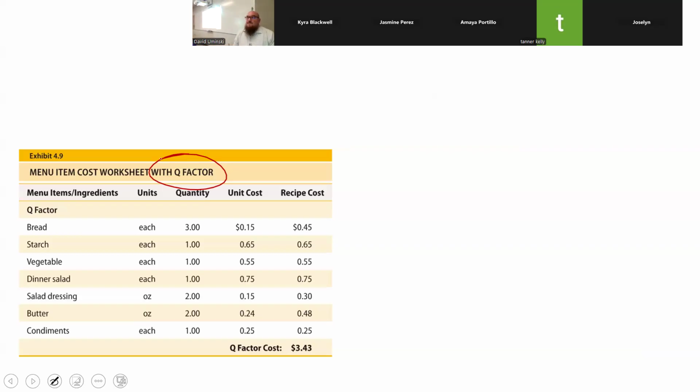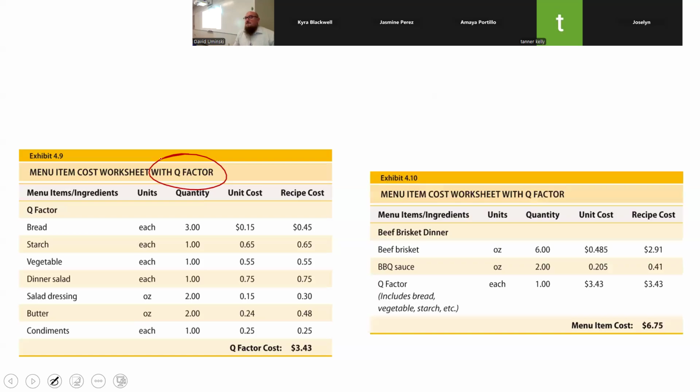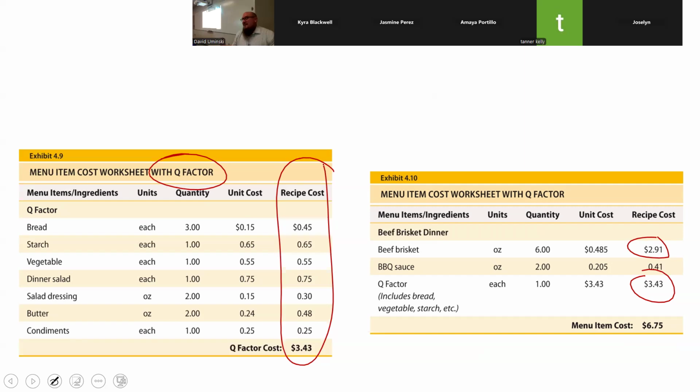Okay. So in this case, we're using a barbecue plate. So our brisket costs $2.91. Okay. And then the Q factor is all of our starch, vegetable, roll, salad, the salad dressing, the butter, the jalapeno onions and pickles, all those condiments, right? The cost, all of those cost something. So even though the customer thinks they're getting it for free, okay, you can't just give that stuff away for free. You've paid for it. And so you take that Q factor and you build it into the cost.